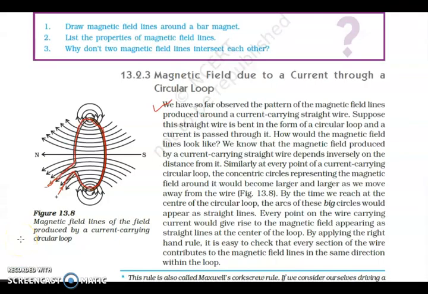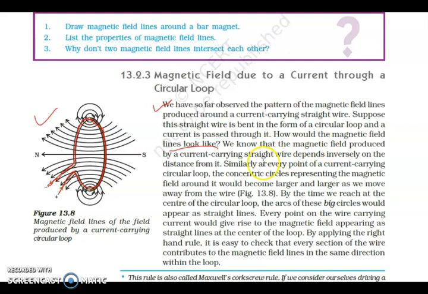Let's check what has been written in this case. We have so far observed the pattern of magnetic field lines produced around a current carrying straight wire. Suppose this straight wire is bent in the form of a circular loop, as we have seen. Then the magnetic field lines look like what has been shown in the diagram. In this way the magnetic field lines would be there.